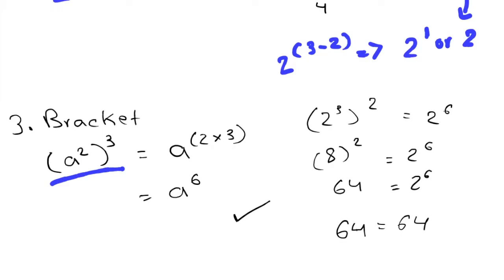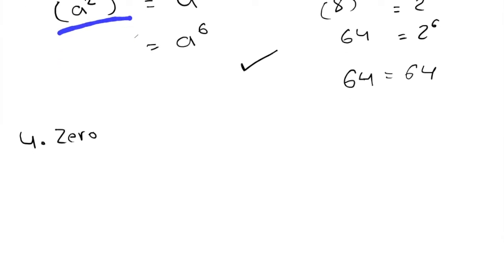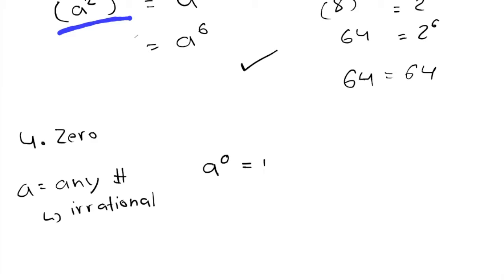So let's move on to our second last exponent law, and this is probably the easiest exponent law of them all. This is the zero exponent law. The zero exponent law is very straightforward. All you have to remember is basically anything. So I'm going to write a is equal to anything, any number. So that would be any irrational number, any rational number. You know, you get it, and so on. If anything is to the power of 0, the answer is always 1.